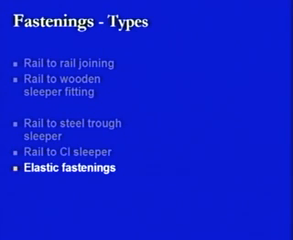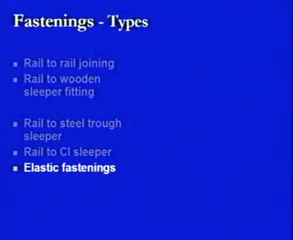Then there are elastic fastenings. In the case of fastenings, we have conventional fastenings and elastic fastenings, so there will be two categories in which we will discuss these. Basically, all the fastenings we discuss prior to elastic fastenings fall in the category of conventional fastenings, and they will be related to rail joinings, rail to wooden sleeper joinings, rail to steel trough sleeper joinings, or rail to CI sleeper joinings.